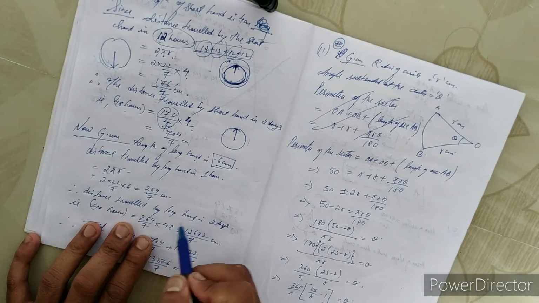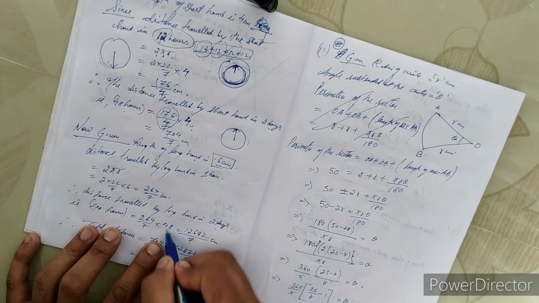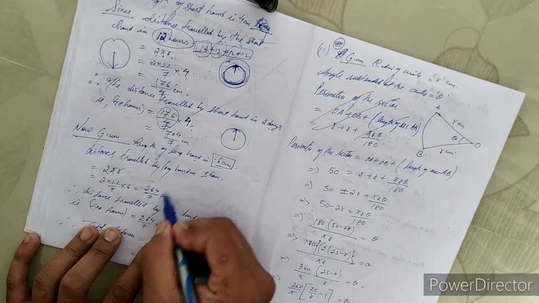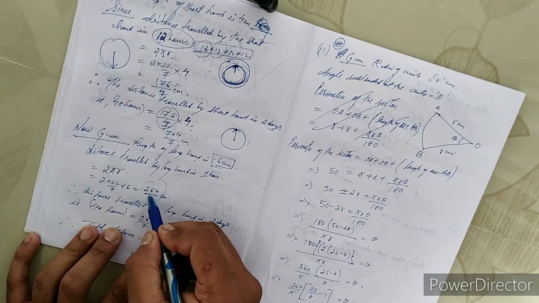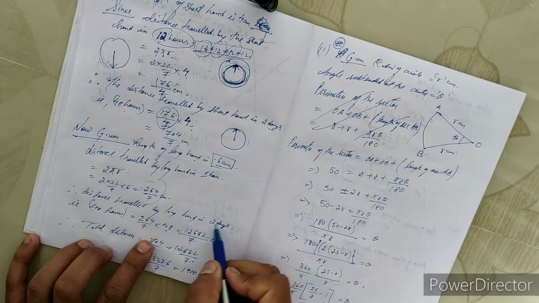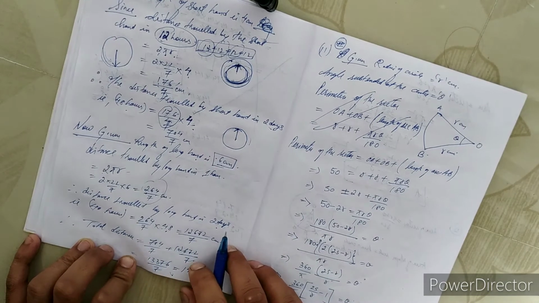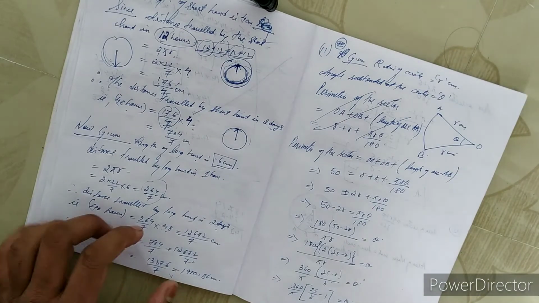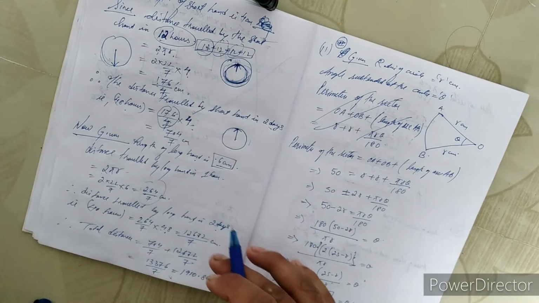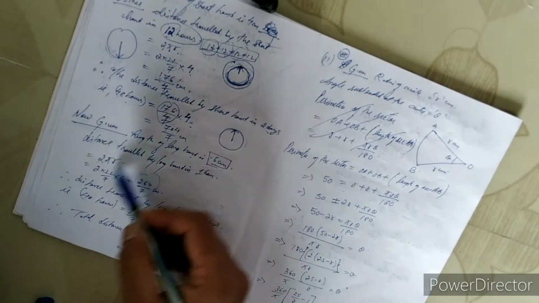Then the distance traveled by the long hand in 2 days. 2 days means 48 hours. So this one we have to multiply by 48, because in each hour it is traveling 264 by 7 centimeter. So in 2 days we will multiply by 48. This question we have done previously also, I remember. Maybe the format might be different, but you can do it in any way. So I hope you got it.